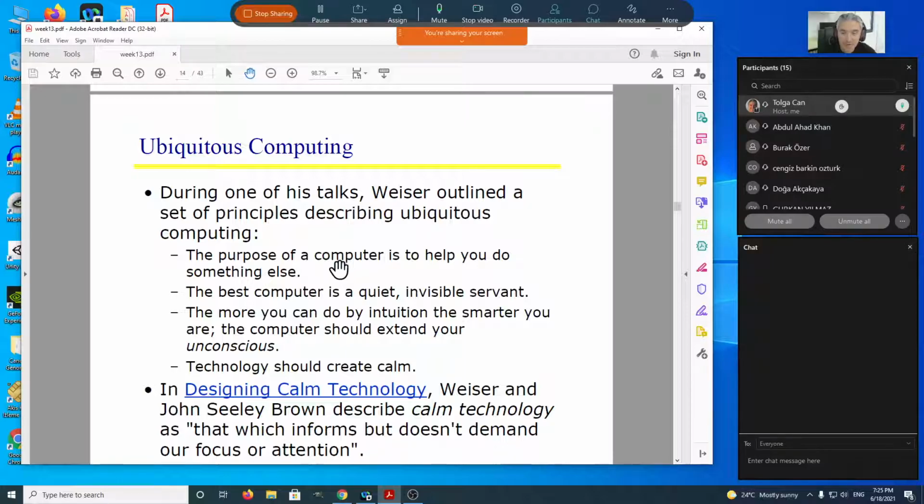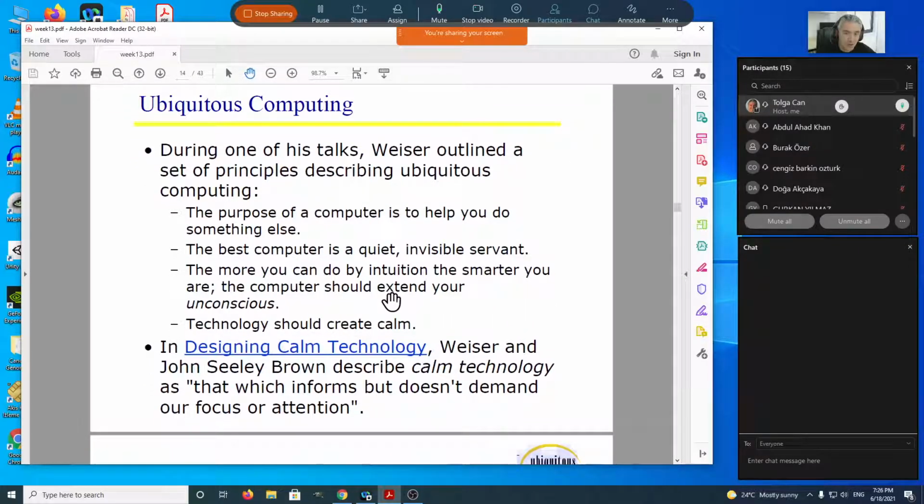But he envisioned that the computer is there for you to do something else. For example, write a document, watch a movie, converse with your friends. So the purpose is not using the computer. The purpose is to do something else. And the best computer is a quiet, invisible servant that helps you achieve those goals without requiring your attention.